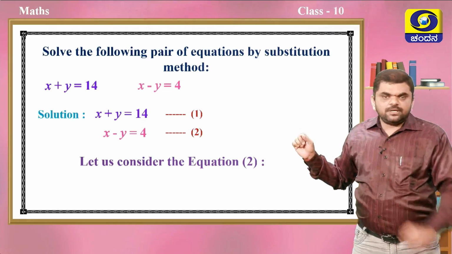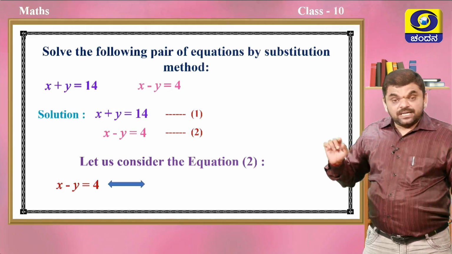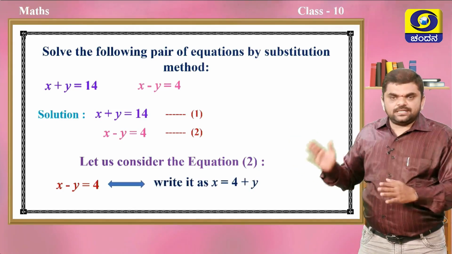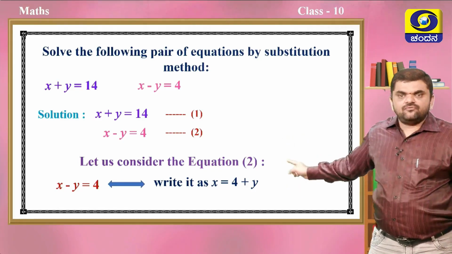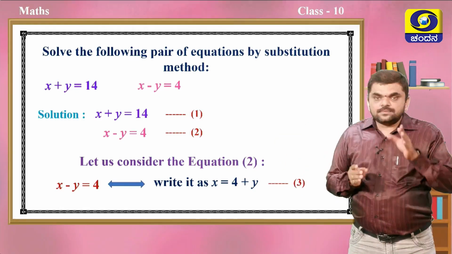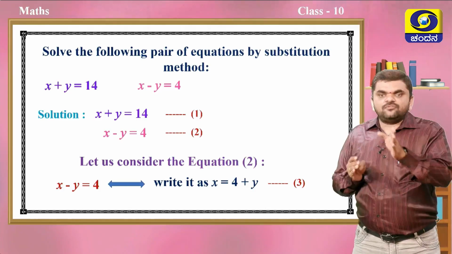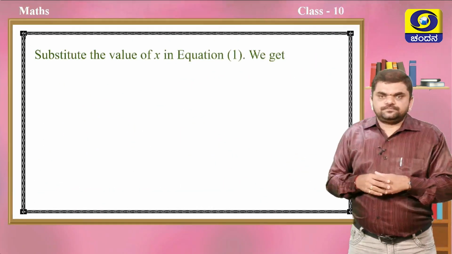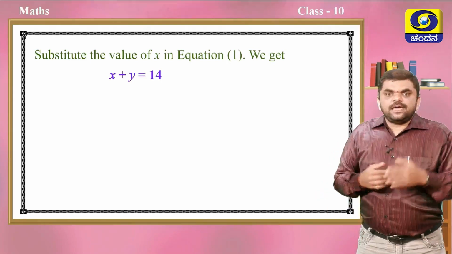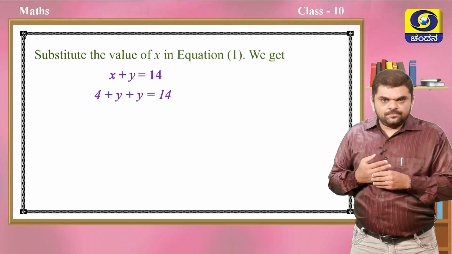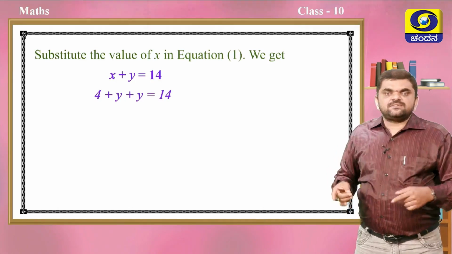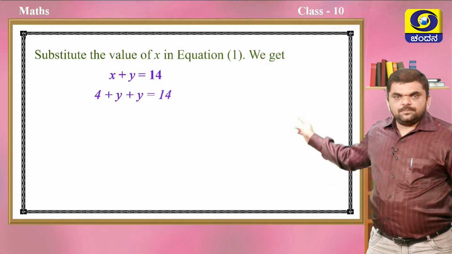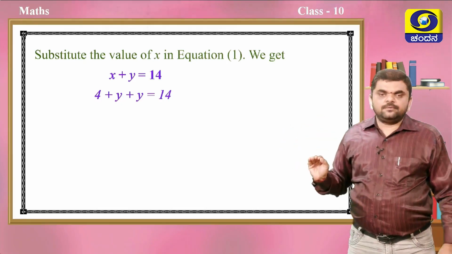Consider equation number 2. X minus y is equal to 4, just transfer y to RHS, we will get x is equal to 4 plus y. Substitute the value of x, that is equation number 3, in equation number 1. What we will get? X plus y is equal to 14. In the place of x, we are going to put the value of x, that is 4 plus y. 4 plus y plus y is equal to 14.